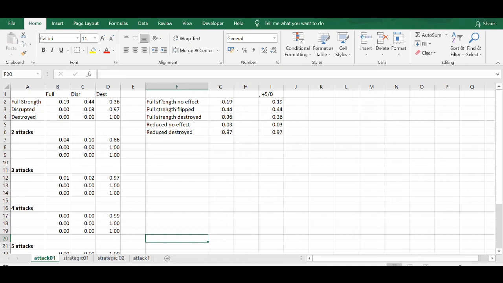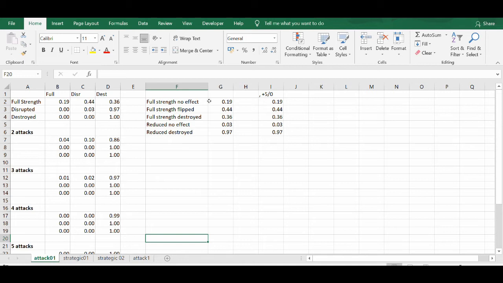So moving full strength to no effect, being depleted if you're at full strength, being destroyed if you're at full strength. And then, of course, if you're reduced, no effect, and being destroyed. If you're reduced, you can't be depleted again. You'll either be destroyed or nothing will happen.